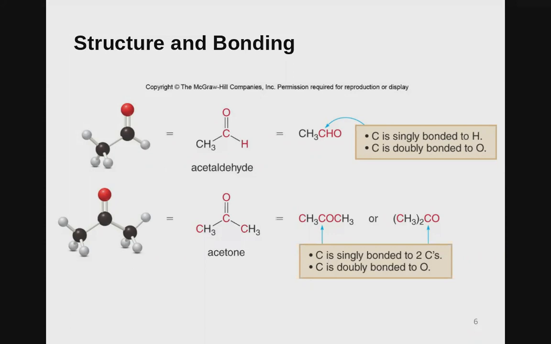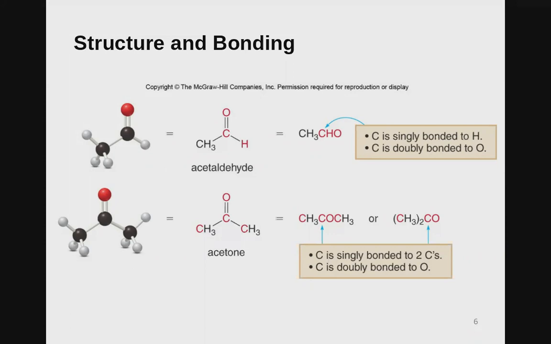Now, we can write this one of two ways. So we have this 3D molecular structure, and that's fine. And then we have acetone, which is our ketone. We can write this chemical formula one of two ways. CH3, which is this one, then we have that central C, and then COCH3.